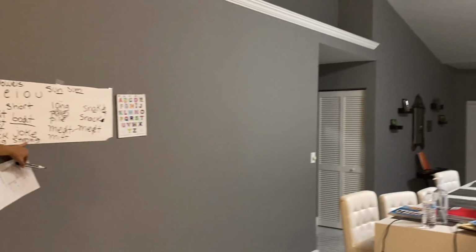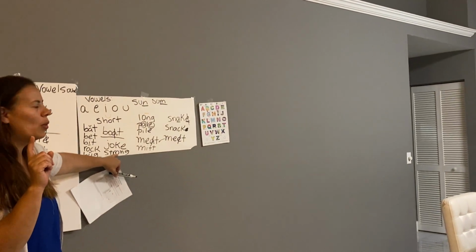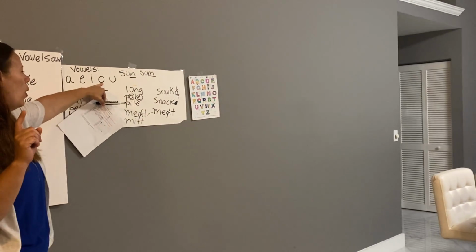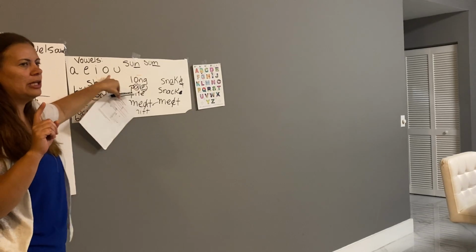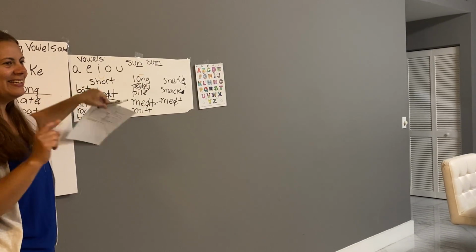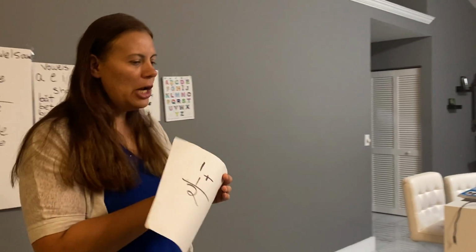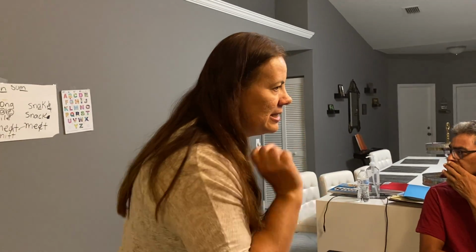Strong. Short. Okay, why would you say short? There's only one vowel? Yeah. But listen to the O sound. Strong. Are we saying the O for the long or the short sound? Long. We're saying the long. So this is an exception.